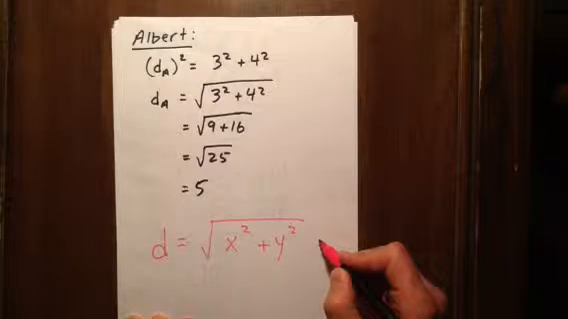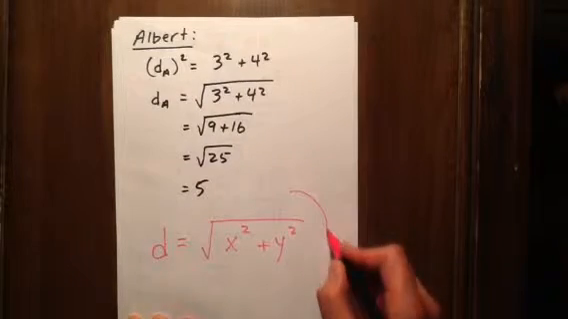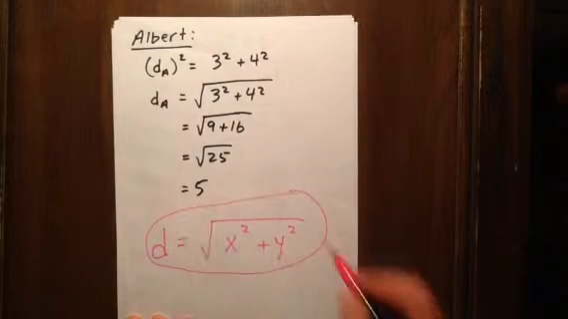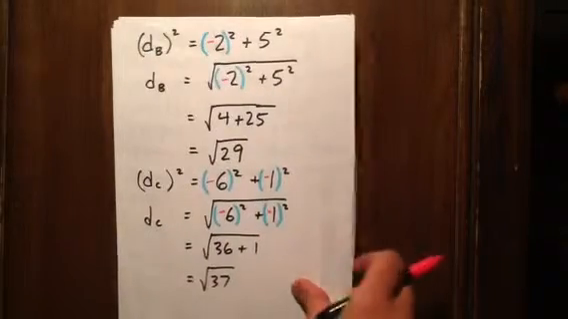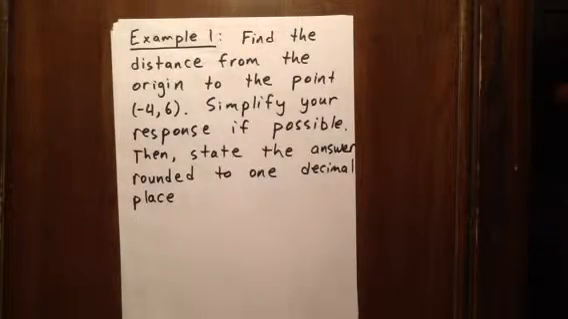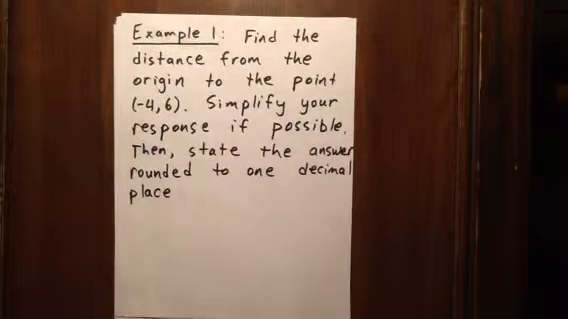And so this is a formula that we're going to know very well. The distance of any point to the origin is always equal to the square root of x squared plus y squared. Okay? Well, we're going to put that to good use now in some other questions. What we're going to do here is figure out the distance from the origin to the point -4, 6. We're going to simplify the response if possible. Then we're going to state the answer rounded to 1 decimal place.